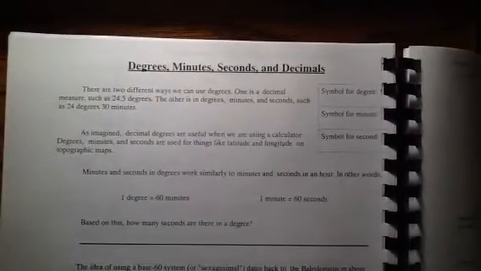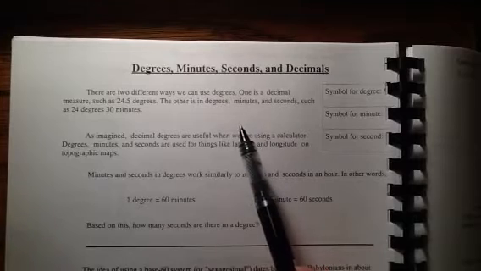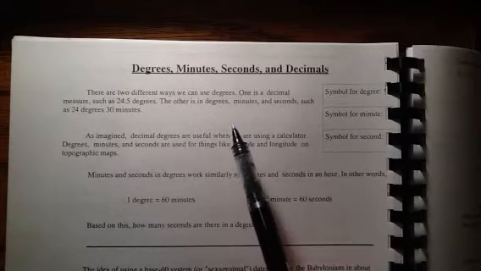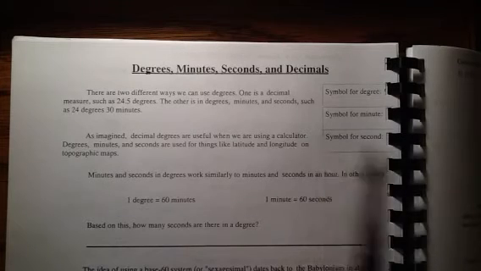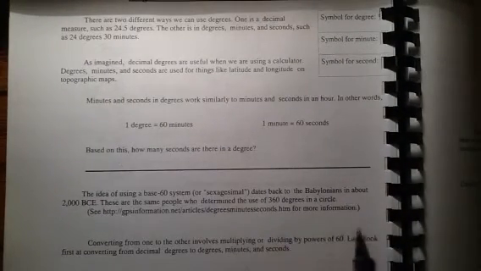Okay, on page 221, we're going to talk about degrees, minutes, seconds. It's another way to measure degrees, and it just breaks the degree down into smaller pieces, and it's used a lot in navigation. So what you need to do is pause the video for a second and go through and read all of this and a little bit of history, and then we'll talk about the examples.